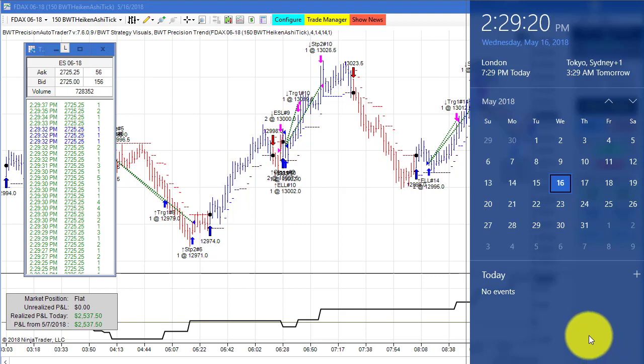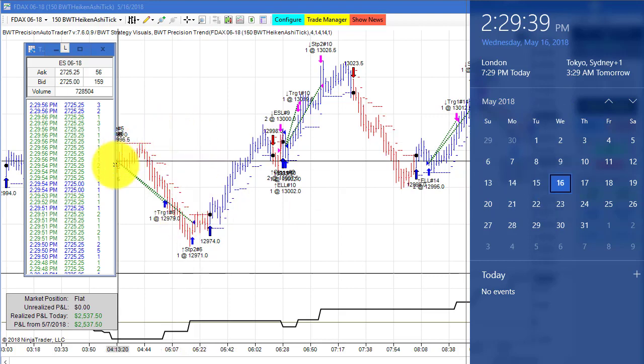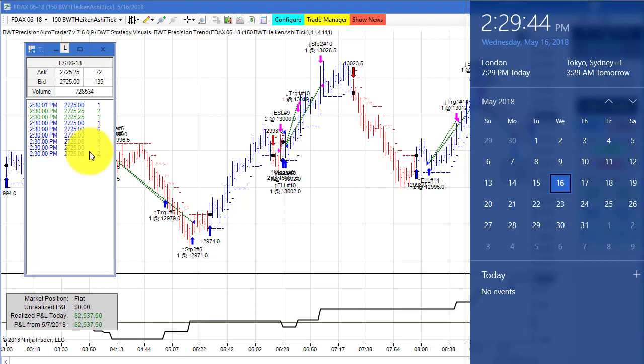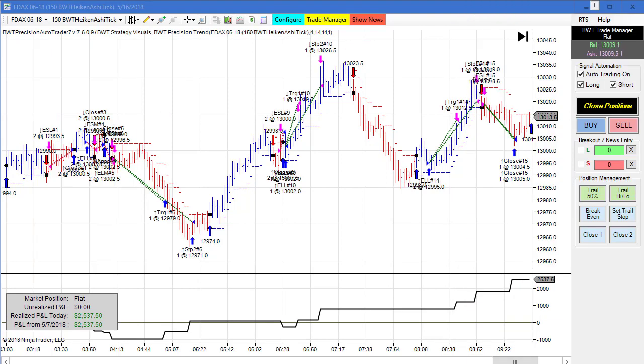Hello everyone, today is Wednesday, May 16th. It's about an hour and a half before the regular session close. On my right is my computer clock. You see the date and time, and then on my left is the time and sales, the E-mini S&P currently trading at 27.25 and a quarter. Okay, what can I say?